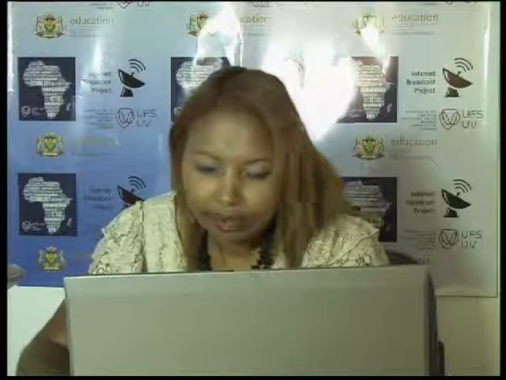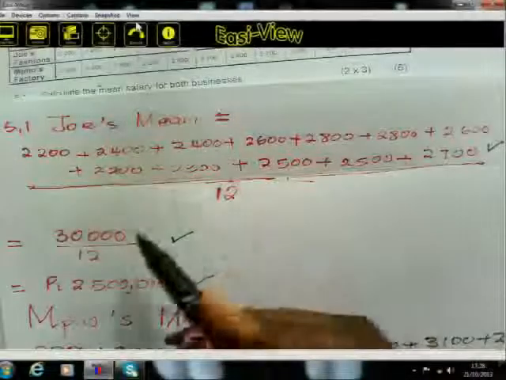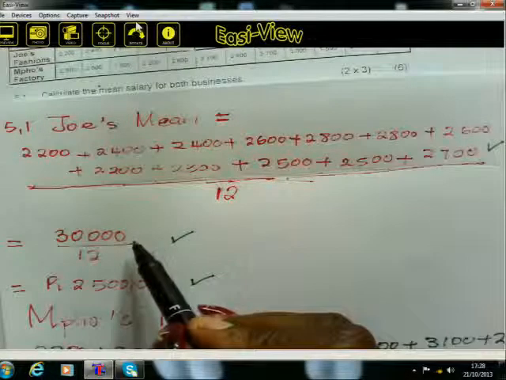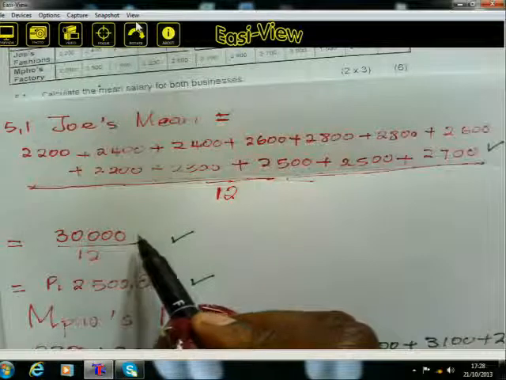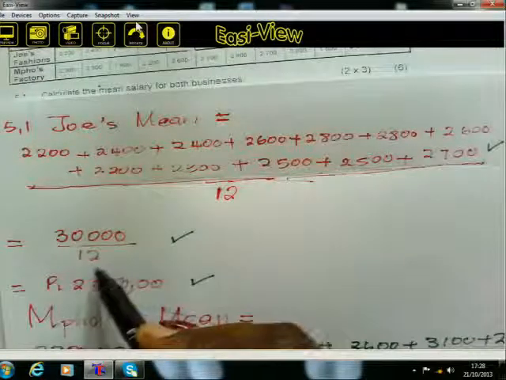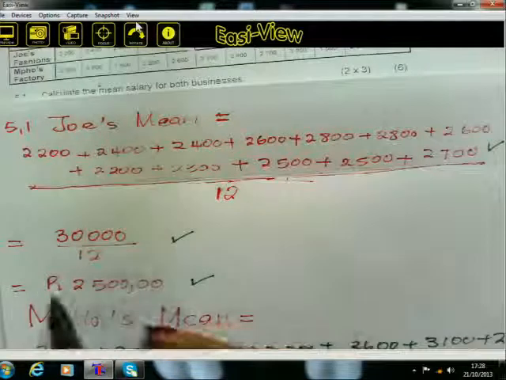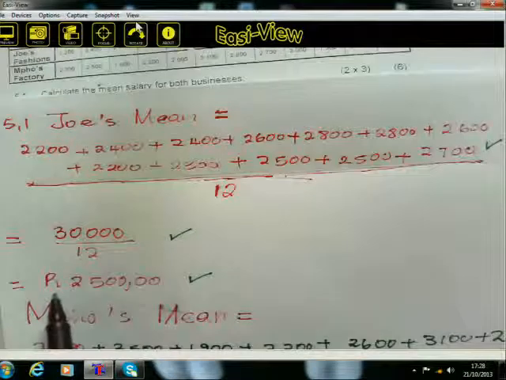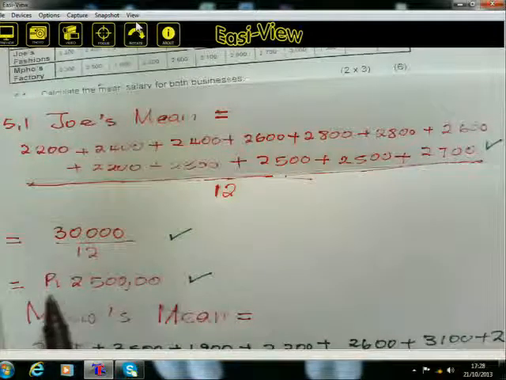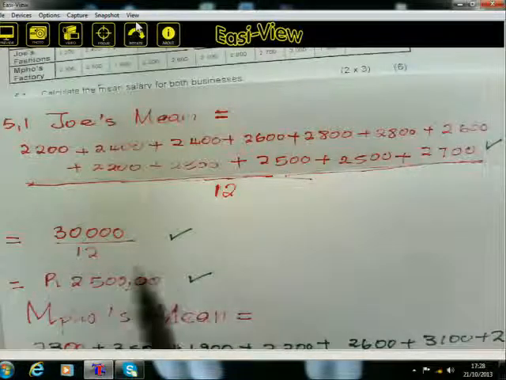So for the second step, you have added. Adding here is challenging for most learners. You'll find that they wrote it correctly, but the answer is different from what we have here. So you should calculate in a good way. Don't miss other numbers. Then you divide by 12, you get another mark. Then when you arrive at your answer, be careful whether you are dealing with rands or units.